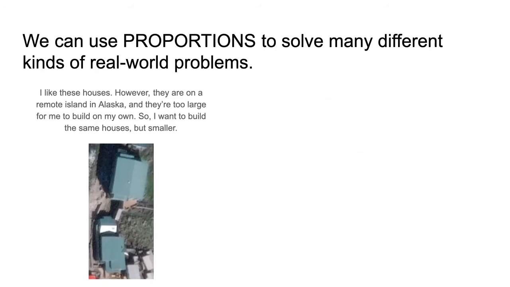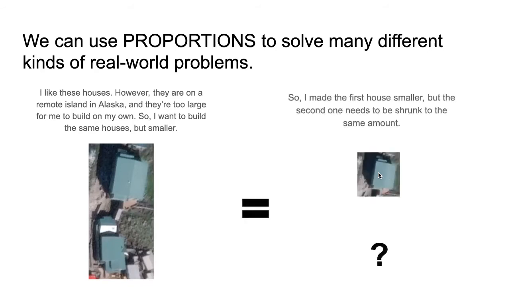So let's say I build the first house. There's the first house. You'll see how it's smaller than the one on the left. I made the one on the top, and it's smaller. So my question is, the second house, how big is that going to be? We have to use proportions to figure this out, because they both have to be shrunk the same amount. We can't have the one on the left be the exact same size as the one on the right, because they both have to be shrunk the same amount.